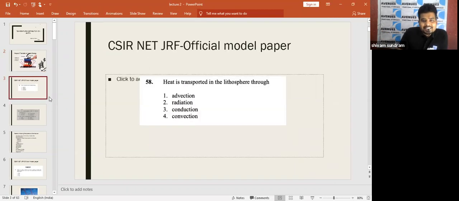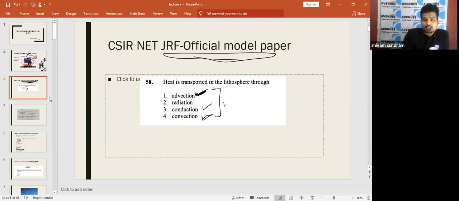Here we have a question: heat is transported in the lithosphere through. This is an official question from CSIR, from the model paper, and it's a simple question, right? I told you just now, heat is transported in the lithosphere through conduction. Where is convection? Where is advection? Both are in the mantle. Now what is the difference between convection and advection?